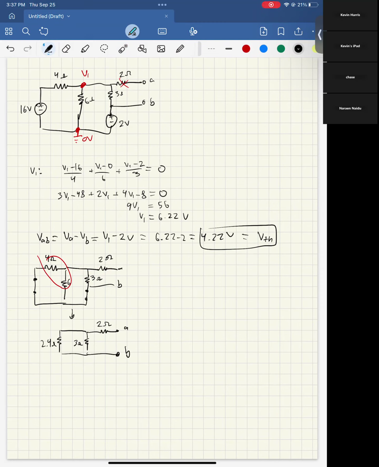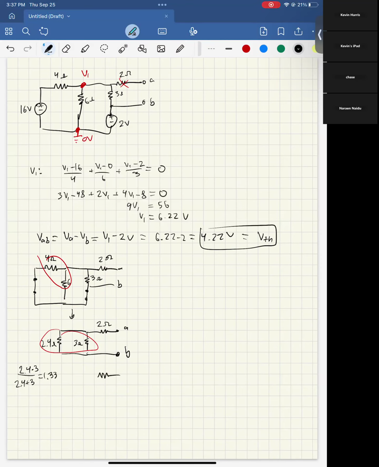Next up, okay, we can't combine this with anything yet because it's not in series with only one of them, it's in series with both of them. So we have to combine these two first because they're in parallel. So if we do that, it's going to be 2.4 times 3 over 2.4 plus 3, which gets us 1.33.